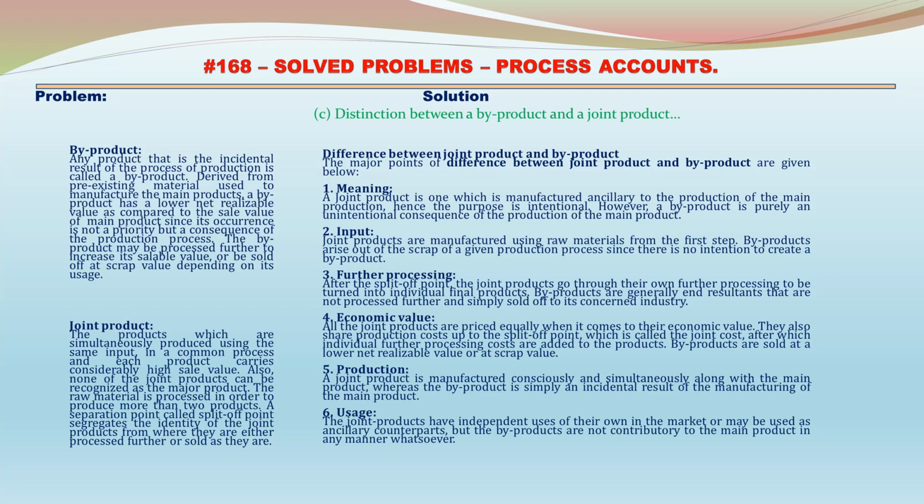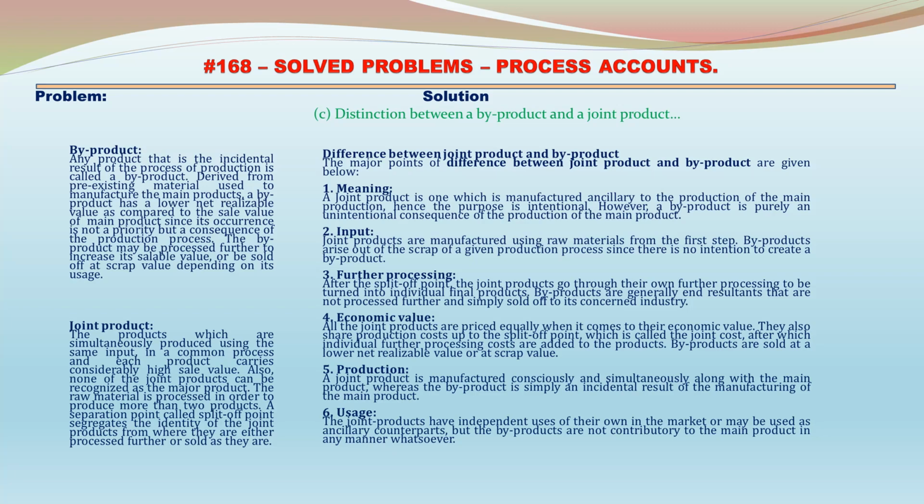3. Further processing. After the split-off point, joint products go through their own further processing to be turned into individual final products. Byproducts are generally end resultants that are not processed further and simply sold off to the concerned industry. 4. Economic value. All the joint products are priced equally when it comes to their economic value. They also share production costs up to the split-off point, which is called the joint cost, after which individual further processing costs are added to the products. Byproducts are sold at a lower net realizable value or at scrap value.